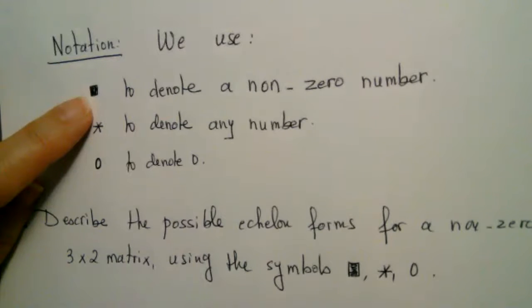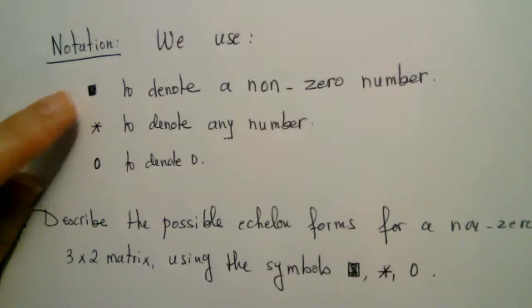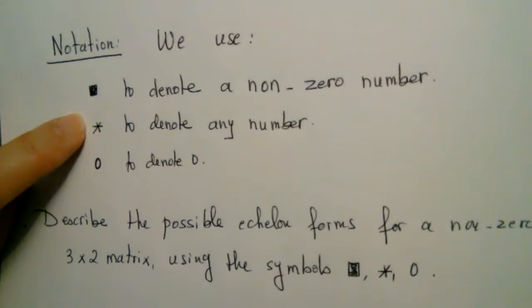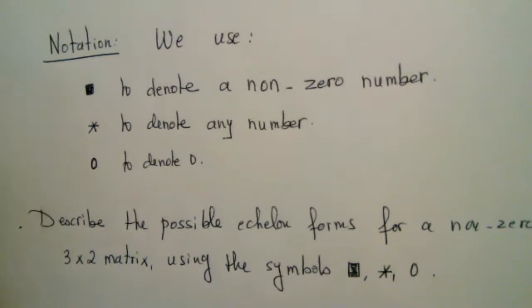Usually a full square will denote a non-zero number. Star will denote any number, zero or non-zero. And 0 just denotes a 0. So usually we use the square to actually mean a leading entry. That's what we use this notation for.